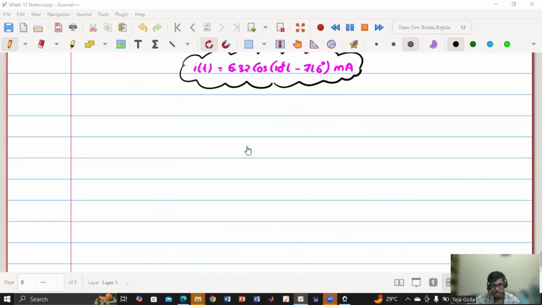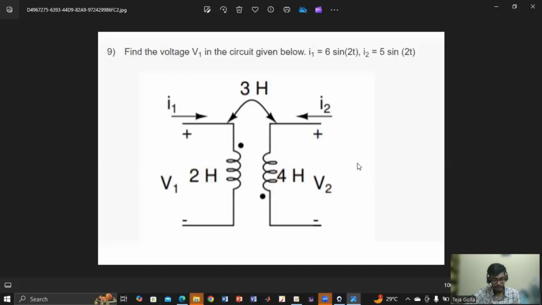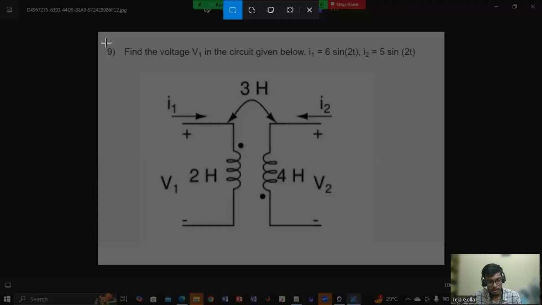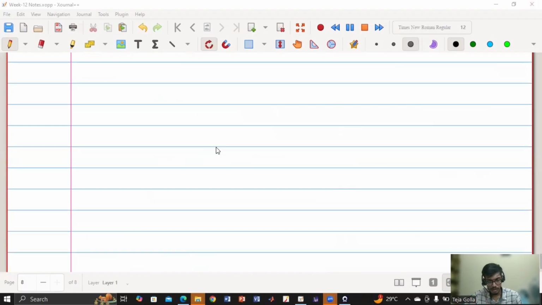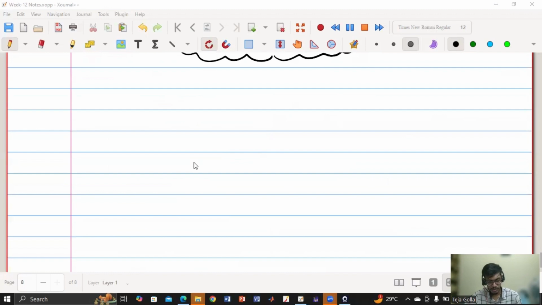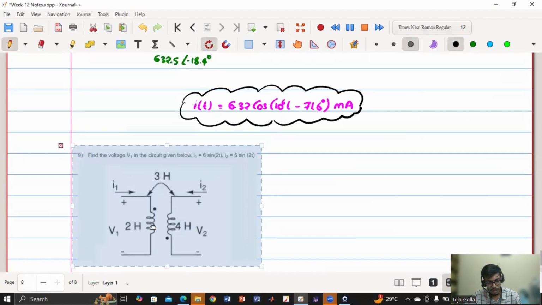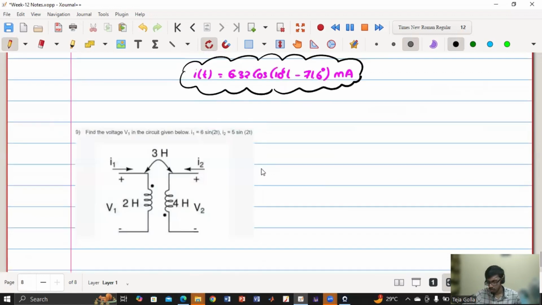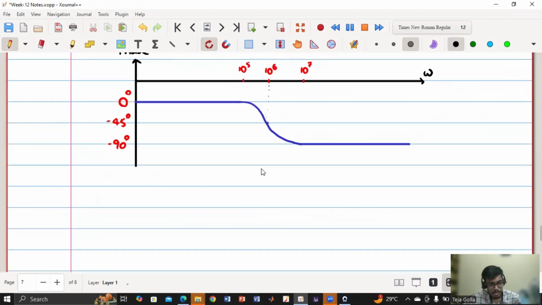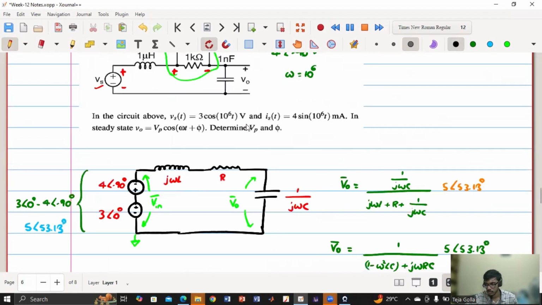So yes, I think Baby Priya has mentioned one query. In that, we have to calculate V1 using the formula L di1 by dt minus M di2 by dt. Is it that? Yes. But when that current is in sine and we differentiate it, we will get cos. But the answers were given only in sine. So I think this will be doubt 4, doubt 5. So this will be doubt 5.